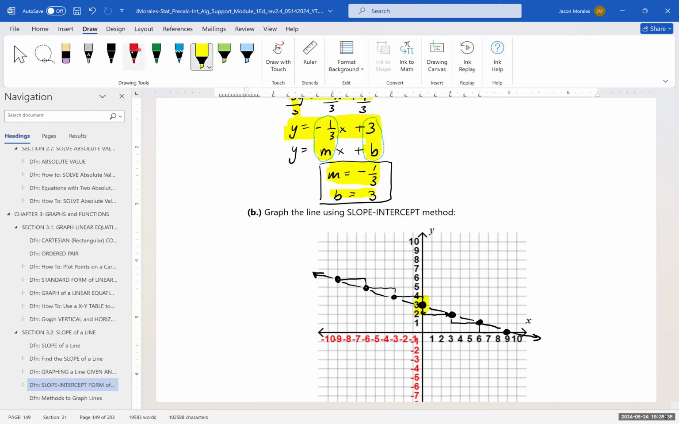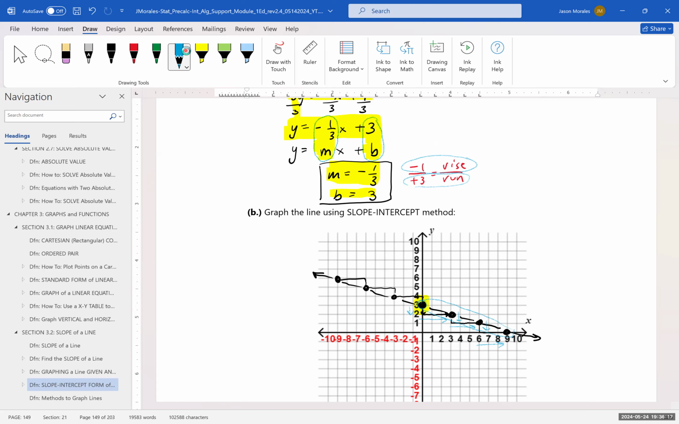And here, with our slope of negative 1/3, we could think of that as negative 1 over positive 3, which would be a rise of negative 1. So from this starting point, it's going to go down 1, and then a run of positive 3. And it's going to go to the right 3. Down 1 over 3, down 1 over 3. And that gives me all of these points here.